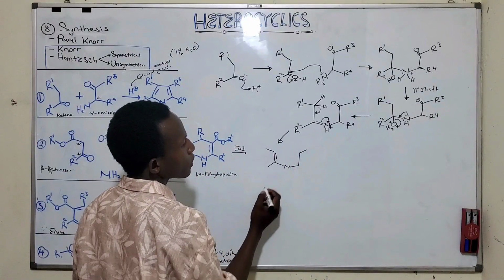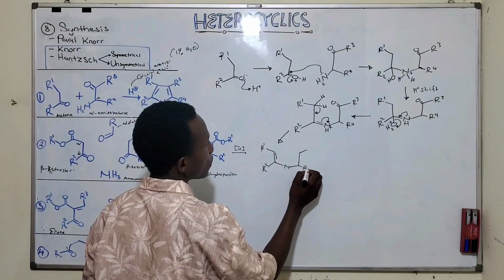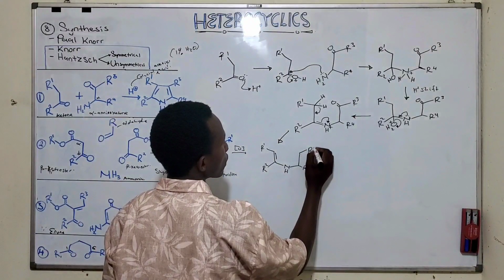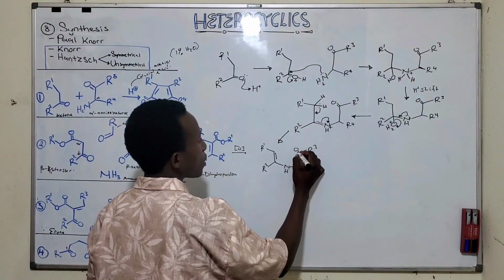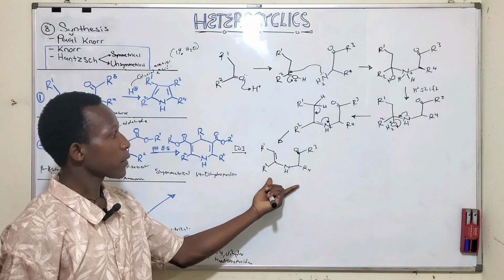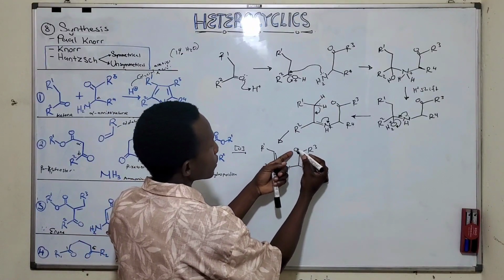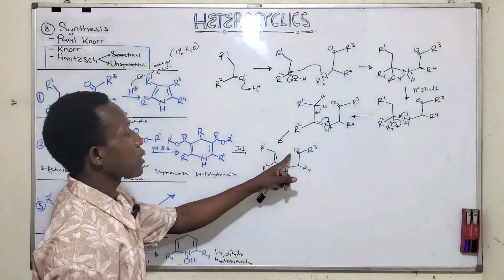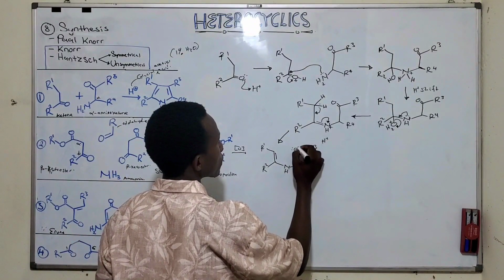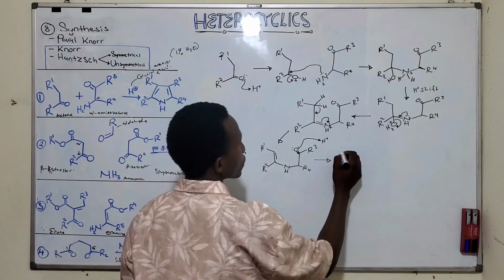We have formed a bond. Then we have R2, R1, R4. It still has hydrogen here. Then R3 and oxygen up. That's it. Then this oxygen has lone pairs of electrons, so it can attack the acid. When it attacks the acid, we shall have this.